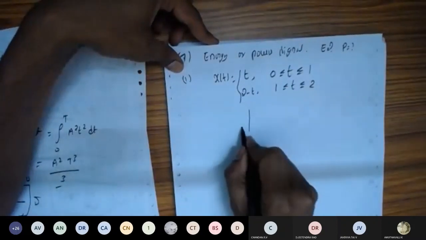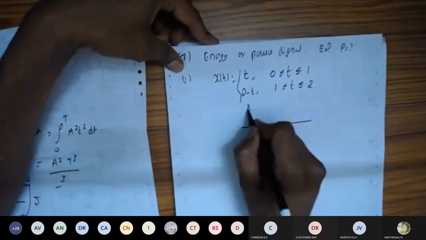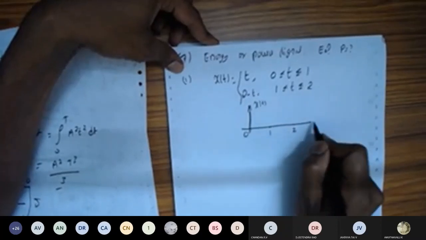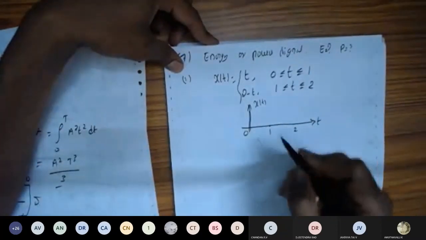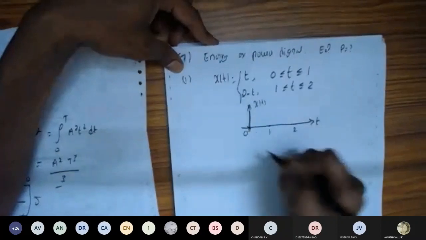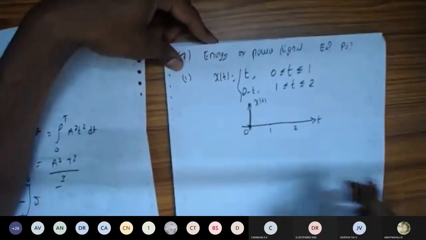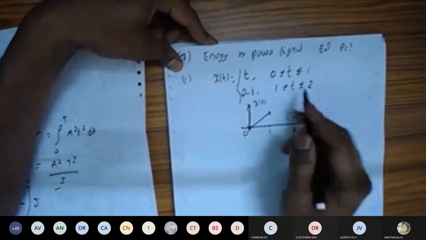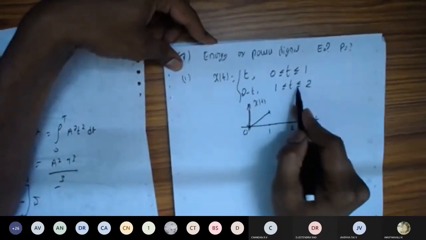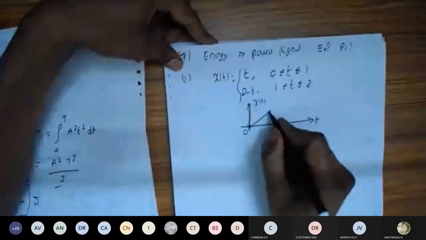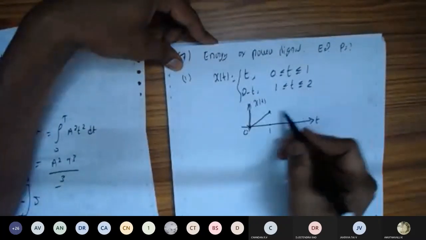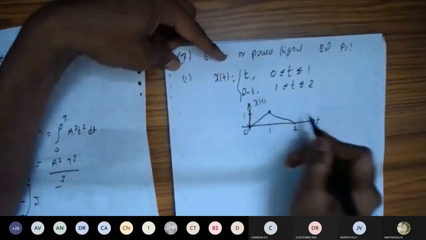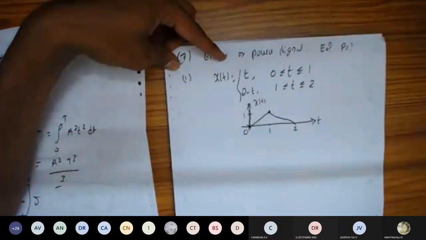Let us mark the corresponding time intervals: 0, 1, 2. This is t. When you substitute t equal to 0, it becomes 0. The upper limit is 1; when I substitute t equal to 1, it becomes 1. Let us mark and join here. Similarly, for 2 minus t, at t equal to 1 it is 1, and when I substitute t equal to 2, it becomes 0. Let us join this one. So this is the waveform you get for x of t. It's a triangular pulse.